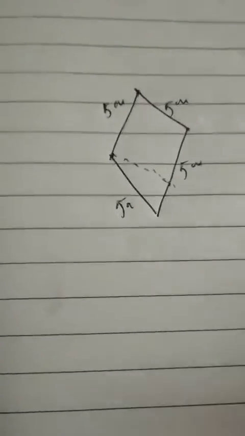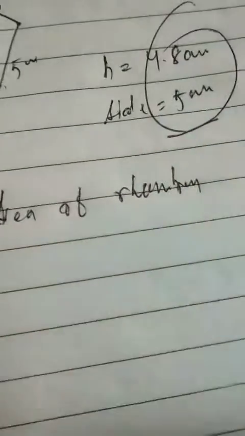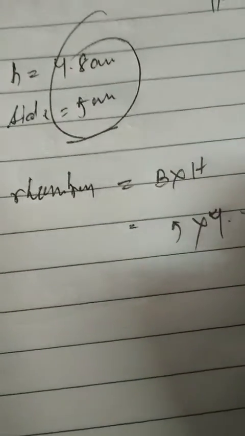We'll find the area of this figure using a formula. As we all know, a rhombus is a special parallelogram. So here I'll find the area of the rhombus using the formula of a parallelogram. The area of a parallelogram is base into height. So the base is 5 centimeter, height is 4.8 centimeter.